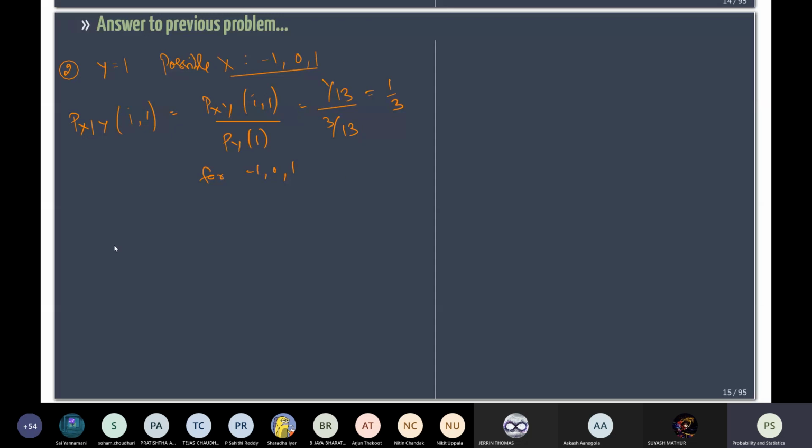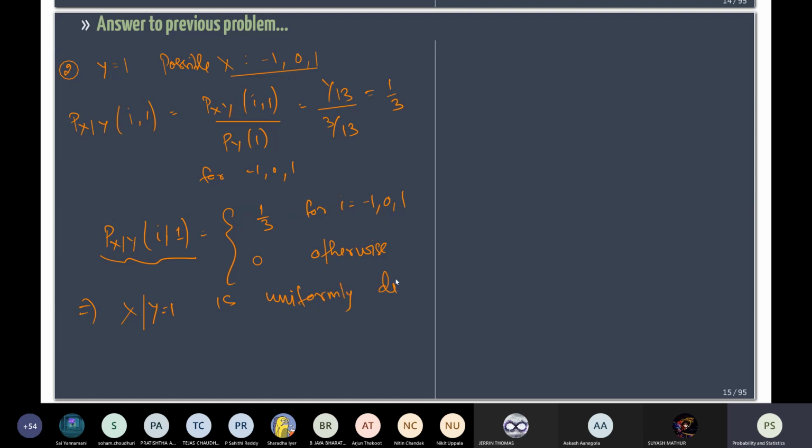If we summarize this, it is 1 over 3 for i equals -1, 0, 1, and 0 otherwise. What we observe is that this itself can be seen as a PMF of a conditional random variable. In this case, x given y can be seen as a random variable, and it satisfies a uniform distribution here. So this implies that x given y equals 1 is uniformly distributed over the set -1, 0, 1 in the discrete case. That's the observation we have.